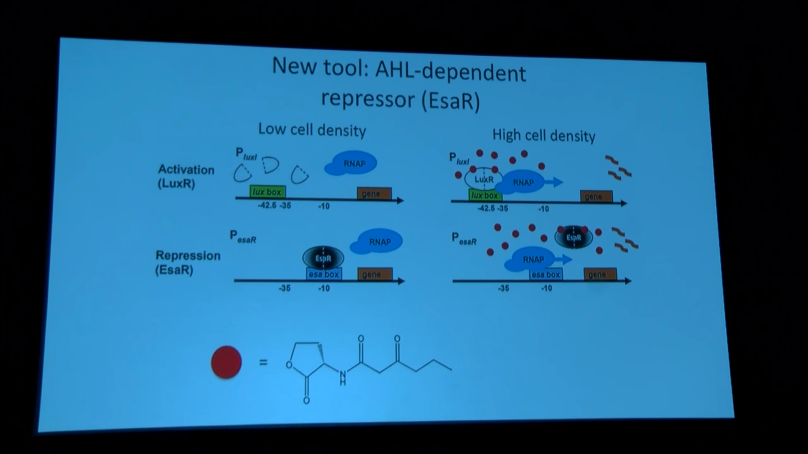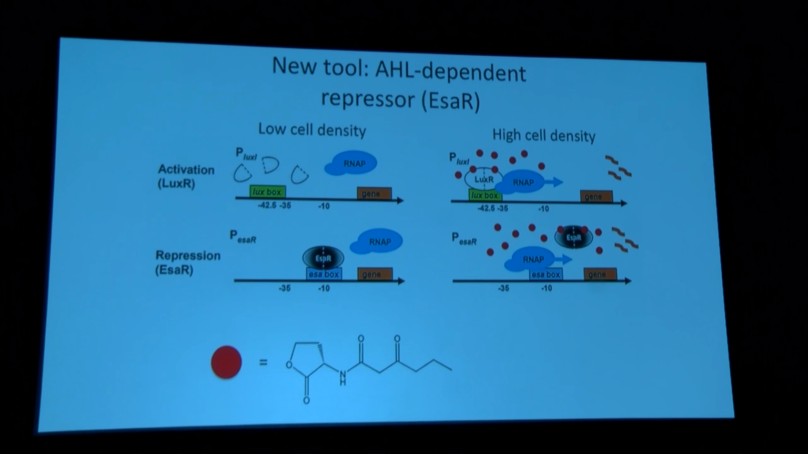It was interesting to us because unlike LuxR, which is described at the top here, where essentially you have, in the absence of a signal molecule, the LuxR protein is unfolded, and RNA polymerase can't activate gene expression at the LuxR promoter. Once you add the signal molecule, which is this acyl homoserine lactone, you see LuxR folds, it recruits RNA polymerase, and you turn on gene expression. And so this is not a very modular setup, but it works pretty nicely.